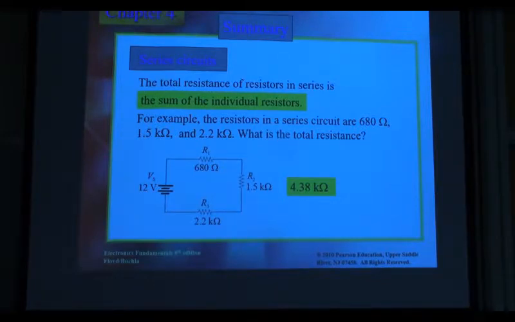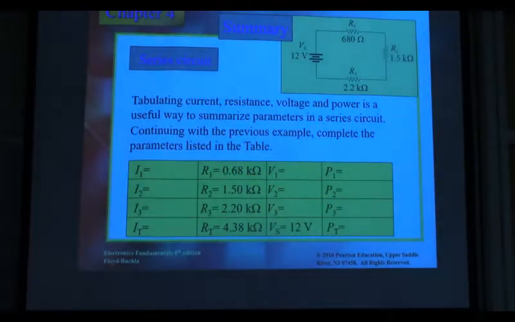Is everything good here? Okay. Now we have this circuit, still a series circuit, right? Still the same circuit. We are given the resistances. The first one, R1 equals 680 ohm. The second one is 1.5. The next one is 2.2K.